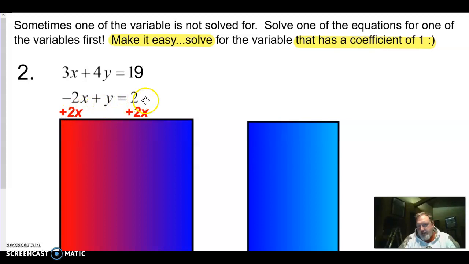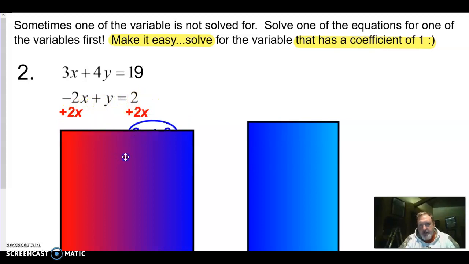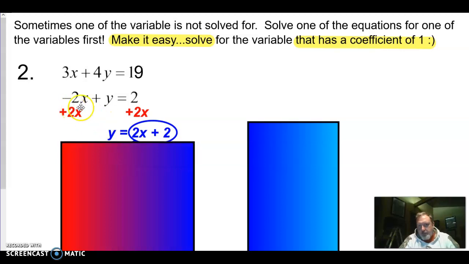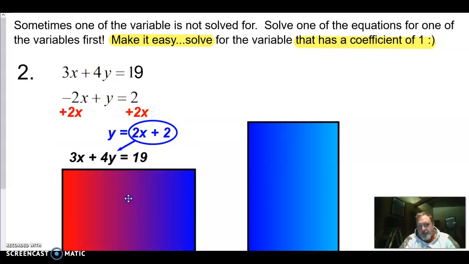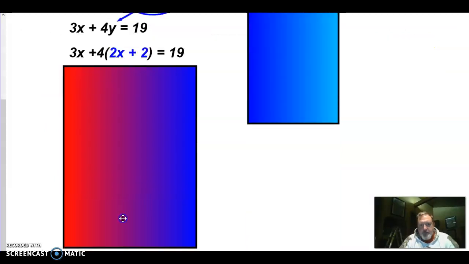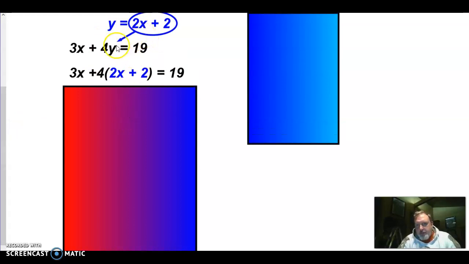And if I add 2x to the other side, then I get y equals 2x plus 2. So I'll show why we have it circled in a minute. Now I can plug that in here. So I just brought this equation down. Now that I know what y equals, I can substitute it in there for y, like so. Go back up here for a second, sorry about that. So now I plug this in for y, and now I can distribute and solve.